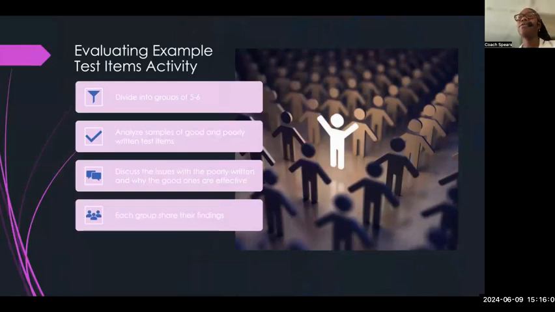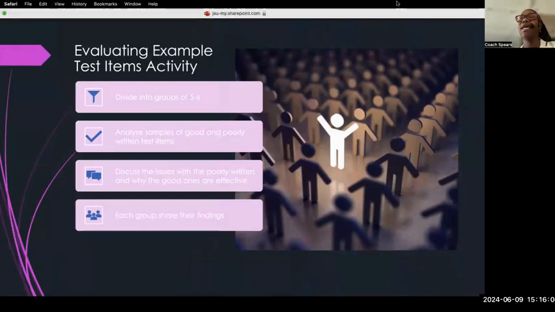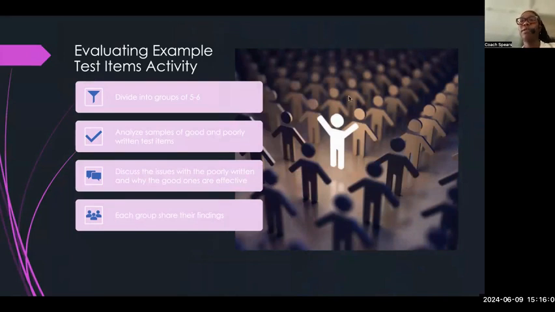All right. So first, like you stated, we will have an activity. Due to timing, we won't actually perform this activity, but I'll go over what it will look like. Evaluating example test items activity. First, we will divide up into groups of 5 to 6 teachers in a group. Then we would pass out sample assessments to the teachers. Then we would allow them to analyze the examples and find out why some were poorly written and why some were good and effective. And then we'll allow each group to share out their findings.